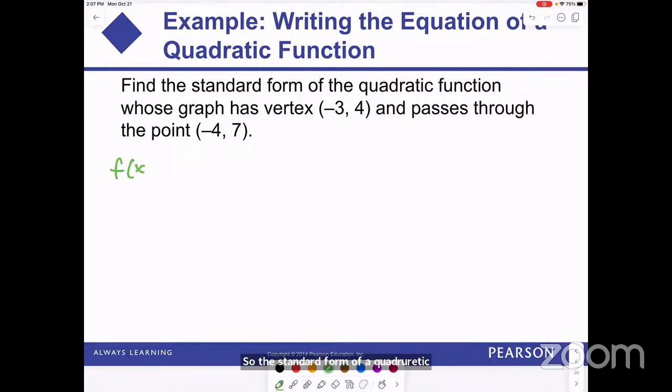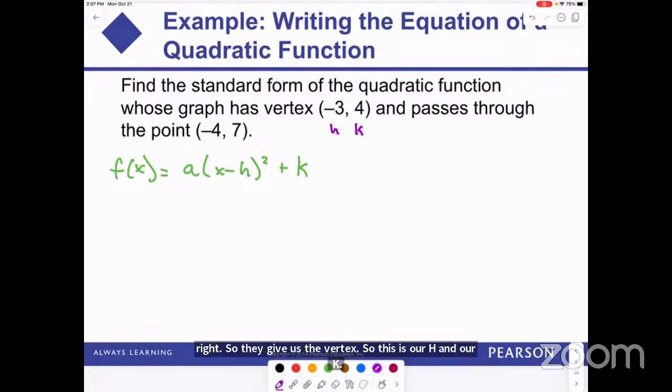So the standard form of a quadratic is a times x minus h squared plus k. All right. So they give us the vertex. So this is our h and our k, and a point on the graph. So this is going to be our x and our y.